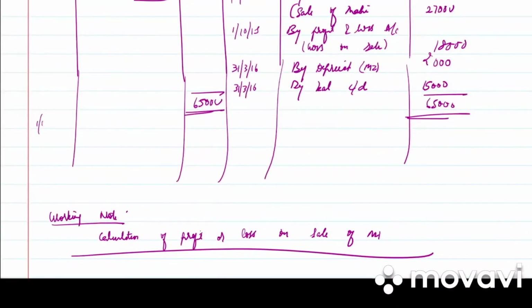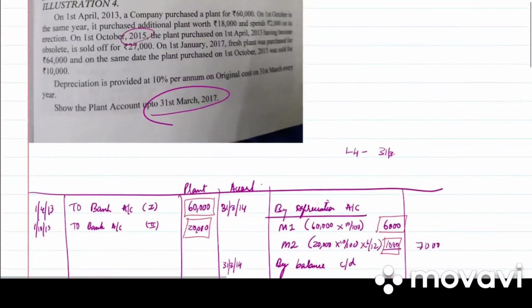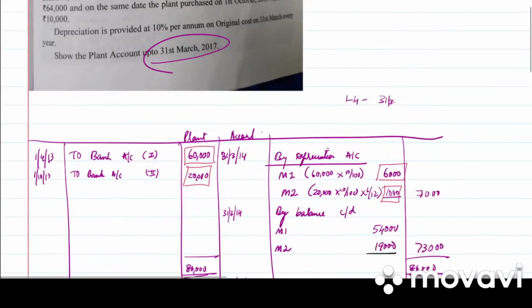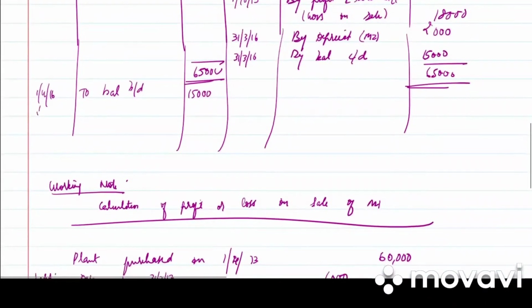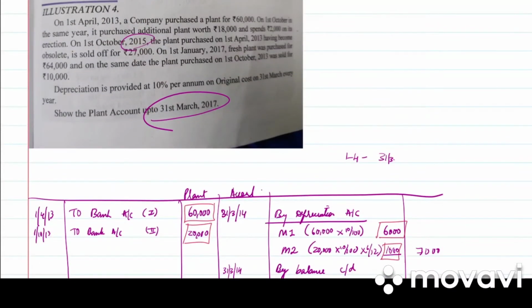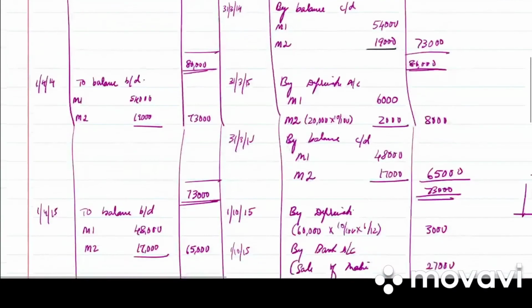We need to have the account till 31st March 2017. So for one more year, 1st April 2016 to balance brought down 15,000. Go to the problem again. On 1st January 2017, fresh plant was purchased for 64,000. So 1st January 2017 to bank account, how much? 64,000. And on the same date, the plant purchased on 1st October 2013 was sold for 10,000. So plant purchased on 1st October 2013 is 20,000 rupees plant.